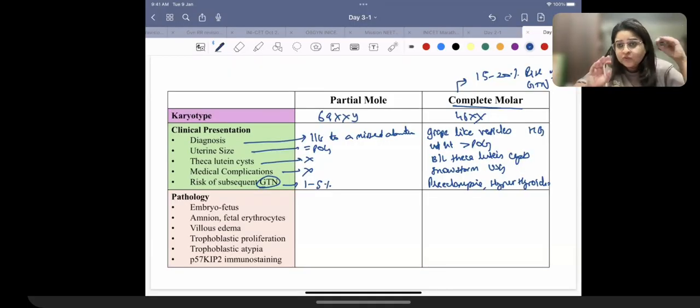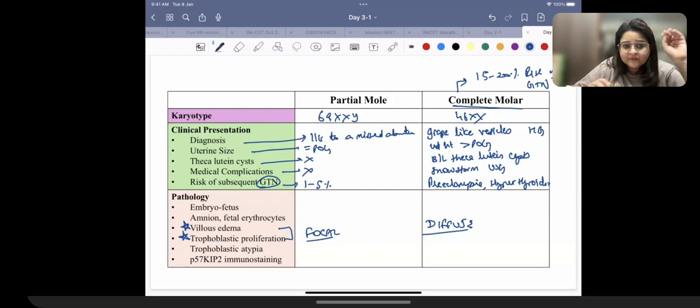Now, the two most important things: when the pathologist looks under the slide of those grape-like vesicles, what will he see? He will see these two things, villus edema and trophoblastic proliferation. These are your buzzwords in histopathology: villus edema and trophoblastic proliferation. In partial mole, they are focal. He will see them in some areas. But in complete mole, these two things are seen diffusely throughout the slide. That is all he will see. Okay? Also remember, fetal parts.